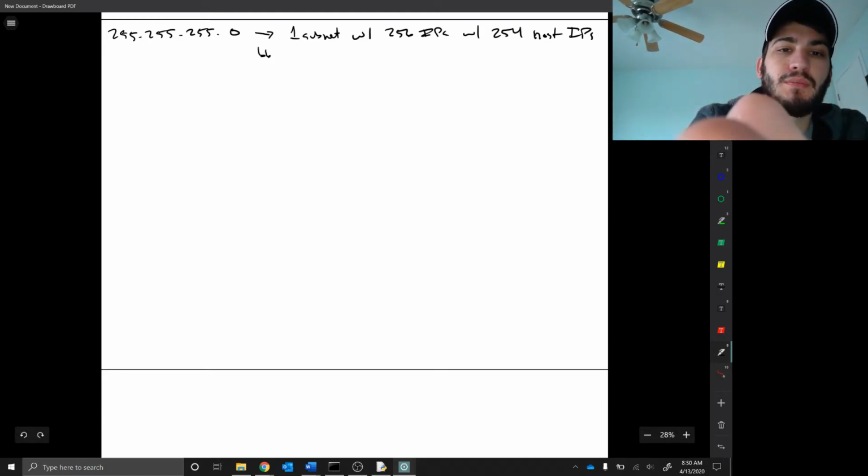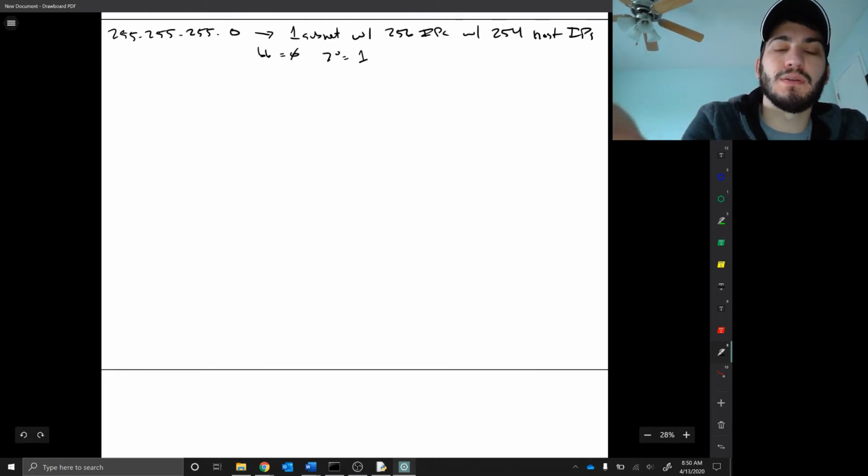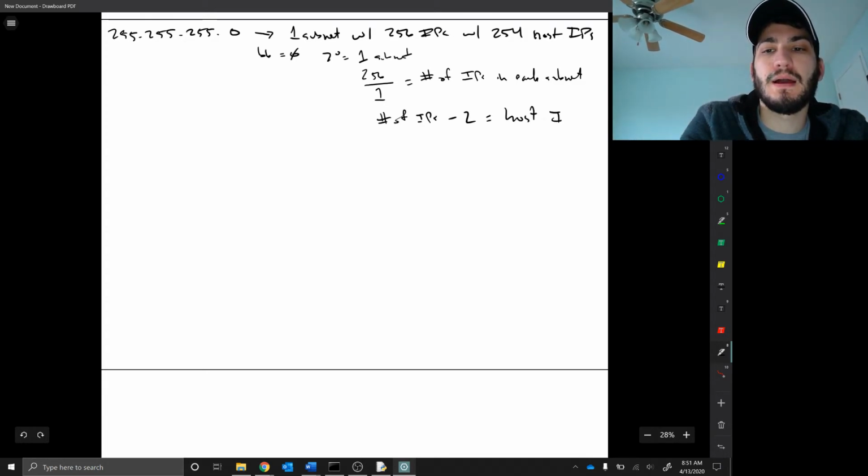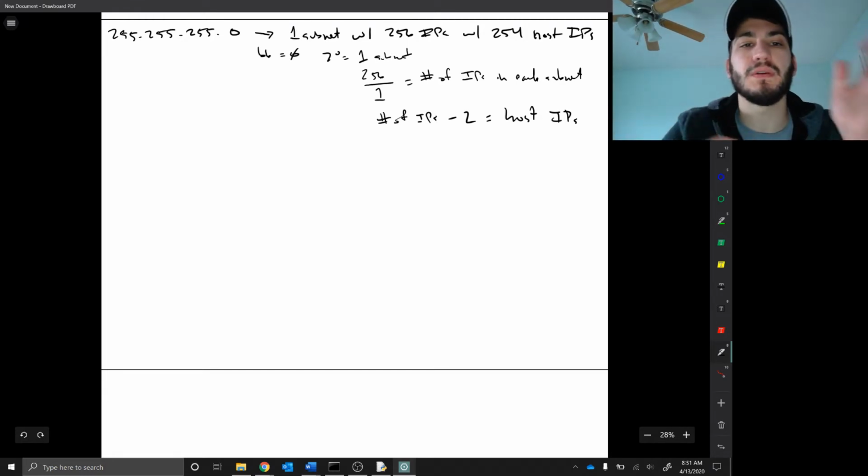We've borrowed bits, that's 0. 2 to the 0 is 1, so one subnet. You can figure out 256 divided by 1. This gives you the number of IPs in each subnet. Number of IPs minus 2 is the host IPs. So again, this all should be review.